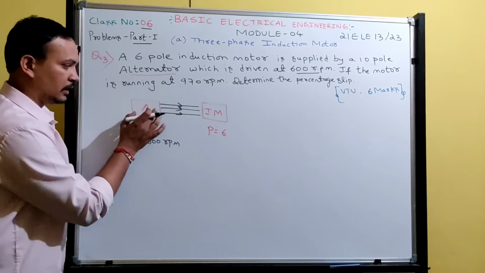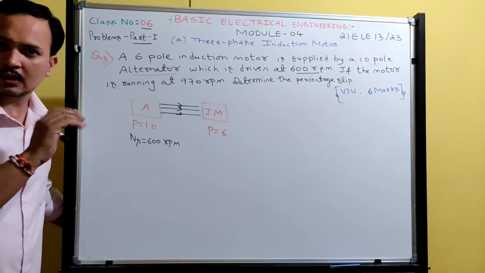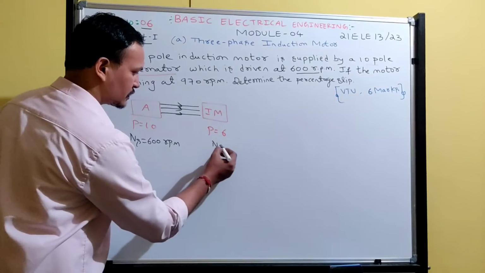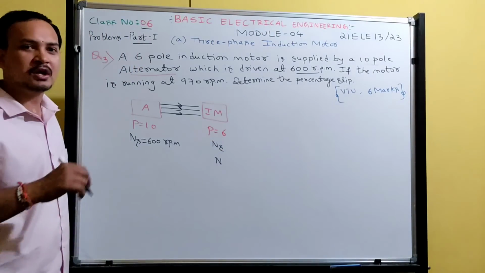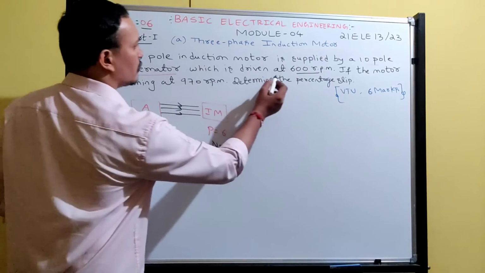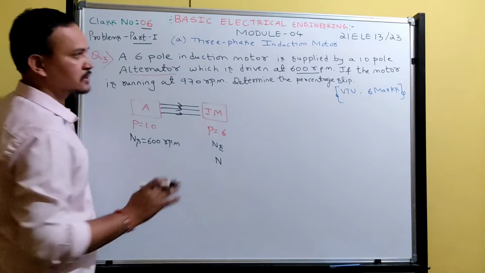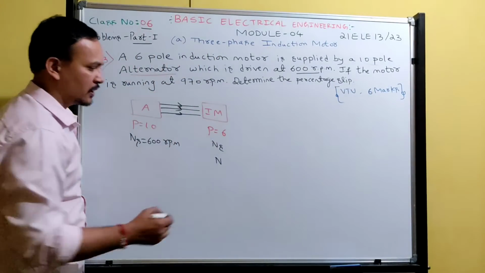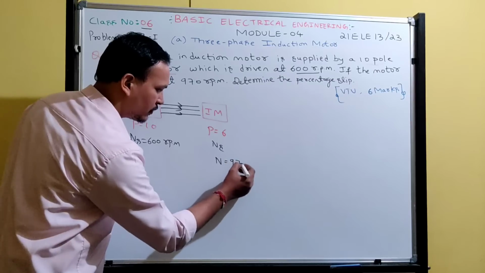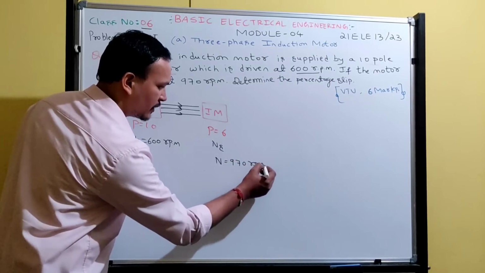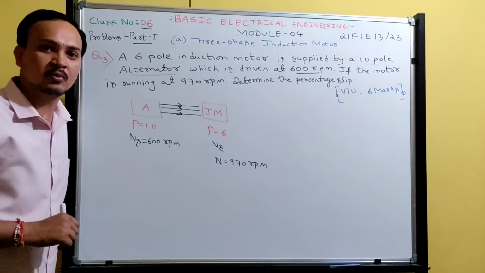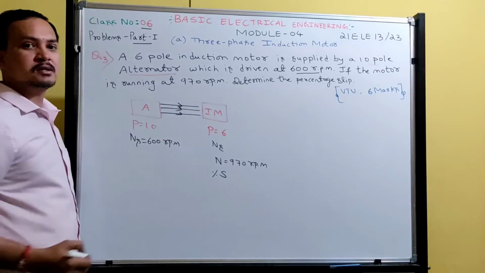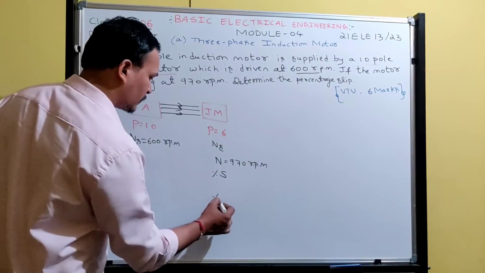Keep in mind, an alternator runs at only one speed, called synchronous speed. An induction motor runs at two speeds: one is called synchronous speed and the other is called rotor speed. The alternator is running at 600 rpm. Then they have given that the motor is running at 970 rpm. What is this? Speed of the rotor of the induction motor. Now they are asking to determine percentage slip.